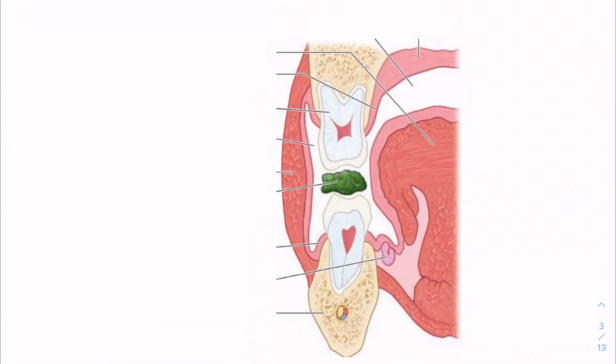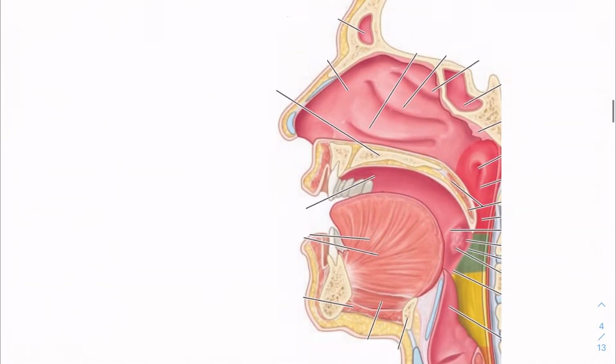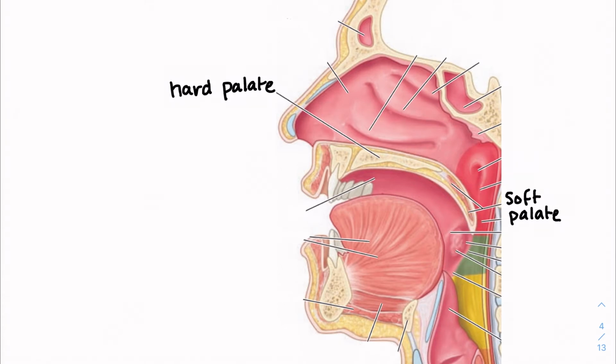In this coronal section, we can see food passing through the oral vestibule, past the teeth, and entering into the oral cavity proper. The roof of the oral cavity proper is formed anteriorly by the hard palate and posteriorly by the soft palate, which continues on to form the uvula. Once the food enters into the oral cavity, it will encounter the tongue and the teeth.